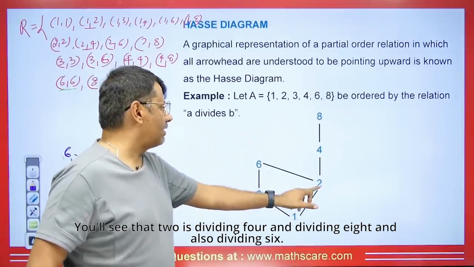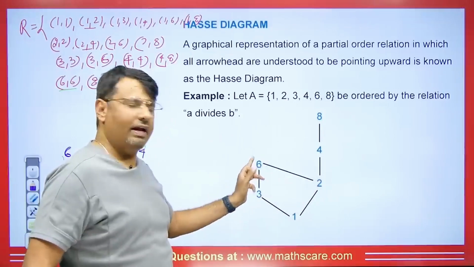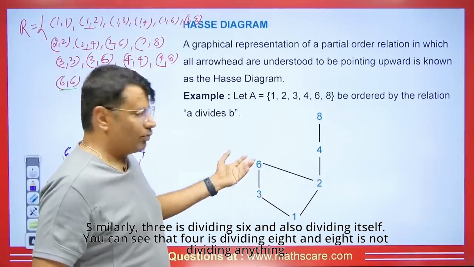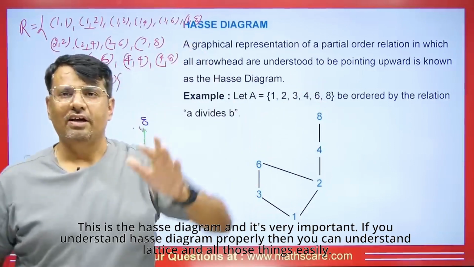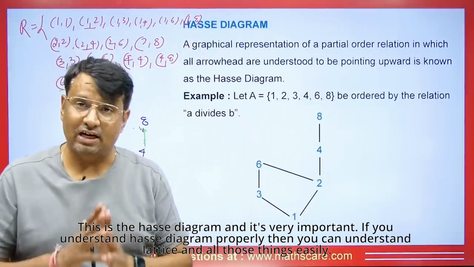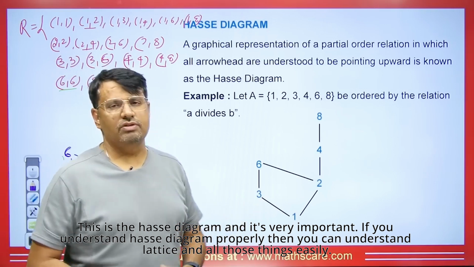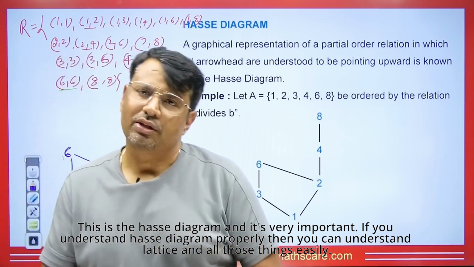You'll see that 2 divides 4 and 8 and also 6. Similarly, 3 divides 6 and also itself. You can see that 4 divides 8 and 8 does not divide anything. This is the hasse diagram and it's very important. If you understand the hasse diagram properly, then you can understand lattices and all those things easily.